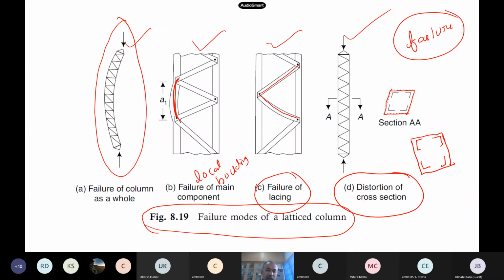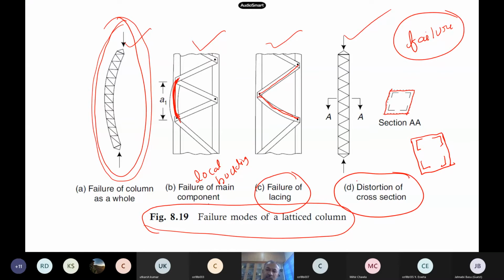Now for these laced columns, I have also told you the modes of failure. One is global failure, where the column fails as a whole. Local buckling also happens between these two, where the spacing may cause local buckling, or the lacings may fail by buckling, or by other modes.